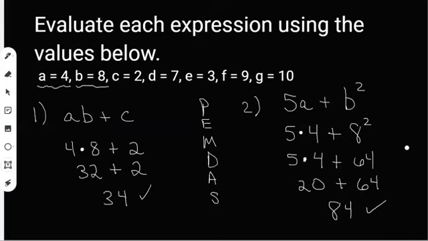All right. So that is evaluating expressions. That's all there is to it, pretty much. Let's take a look at number 3. 3 is going to be 7d minus 2g. 7d minus 2g.